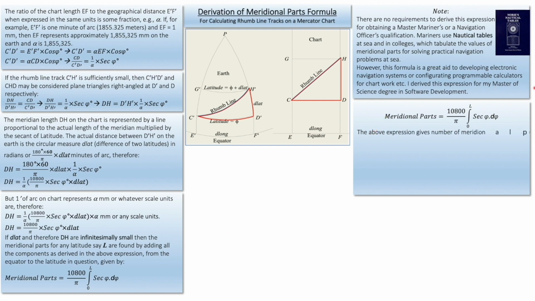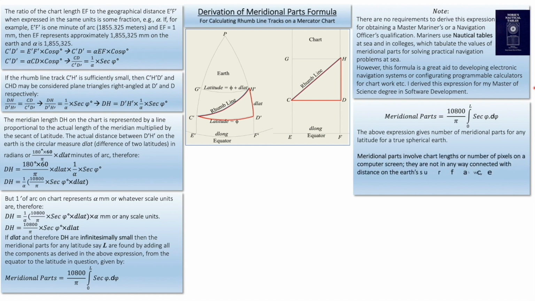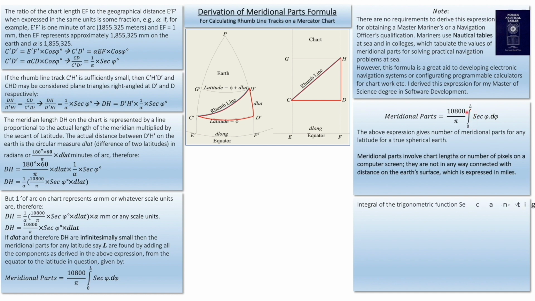It's very important to note that meridional parts involve chart lengths, or number of pixels on a computer screen. They are not in any way connected with the distance on the Earth's surface, which is measured in nautical miles. In the remaining section of this presentation, I'm going to apply simple calculus, that is integration of secant, the property of natural logarithm, and some trigonometric identities to give the above expression its final and useful form, which can be used in computer programming, in programmable calculators, or for everyday practical purposes at sea.